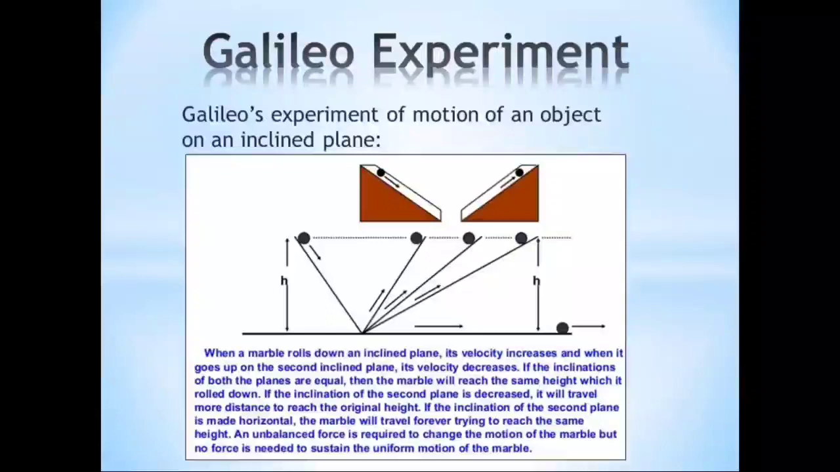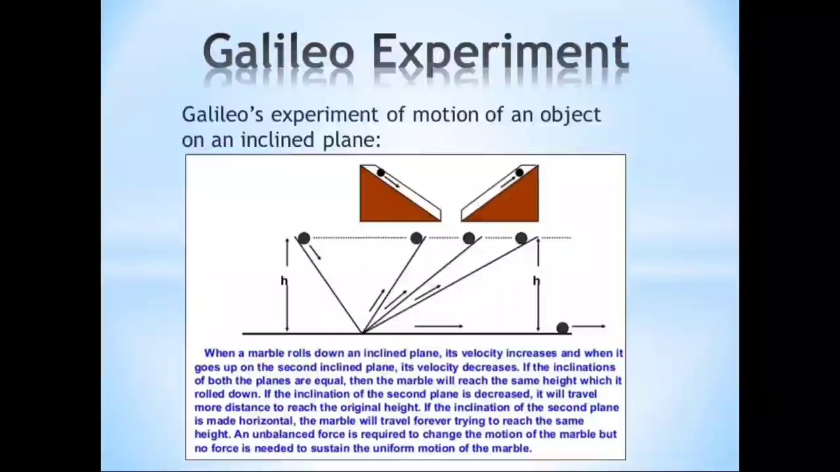Now let us keep the left hand side angle constant and change the right hand side angle of inclination. Let us suppose that we decrease this angle of inclination. Then the marble would travel further distances till it reaches the original height from where it was released. If you again decrease the angle of inclination, again the marble will travel larger distances to maintain the height from where it was released.